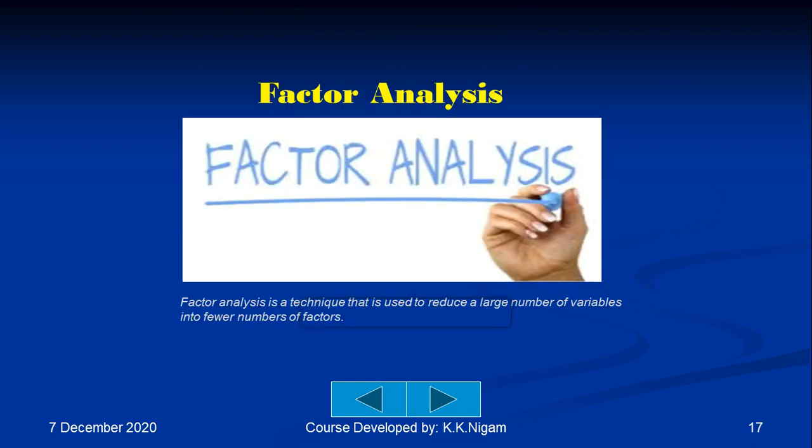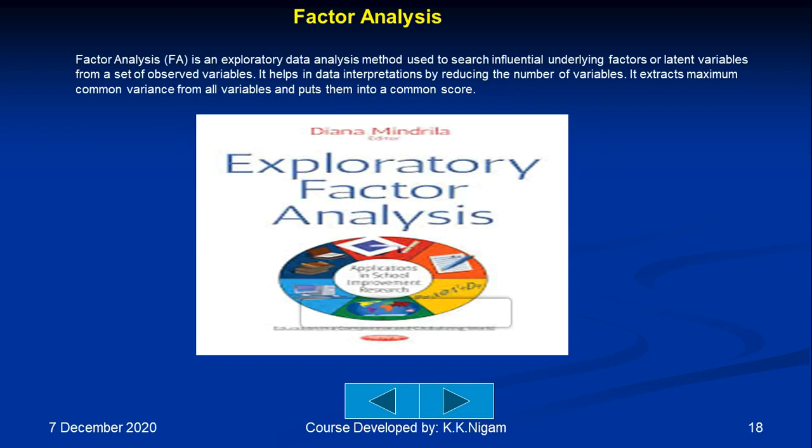Now, factor analysis is another very important subtopic of this. Factor analysis is a technique that is used to reduce a large number of variables into a fewer number of factors. Factor analysis is an exploratory data analysis. You have to explore, you have to go deep into this. This method is used to search for influential underlying factors or latent variables from a set of observed variables. It helps in data interpretation by reducing the number of variables. It extracts maximum common variance from all variables and puts it into a common score.